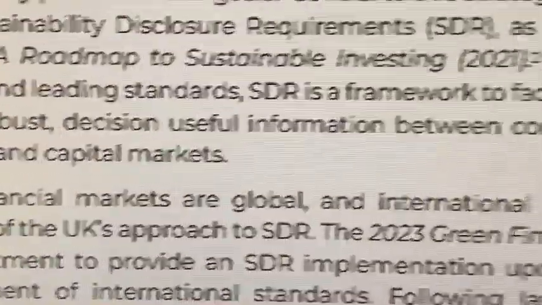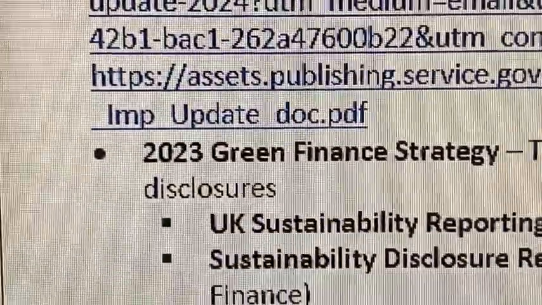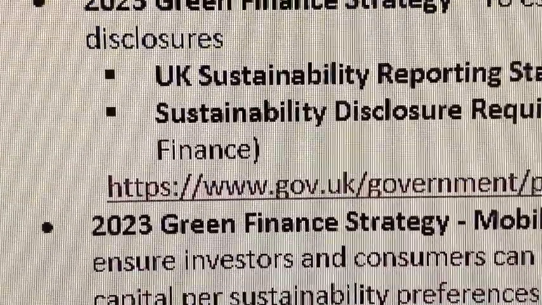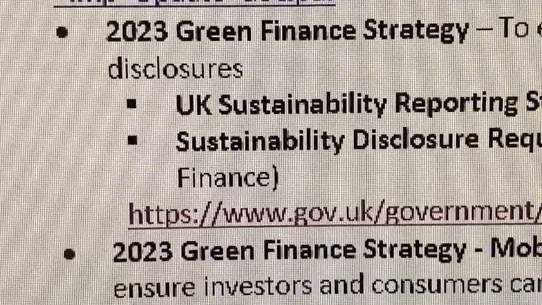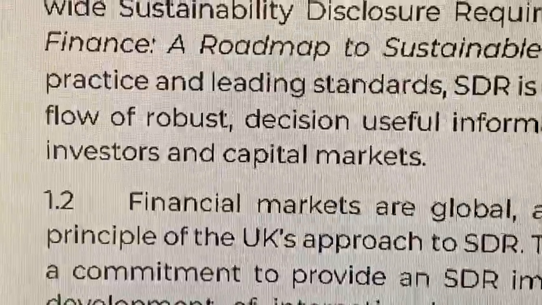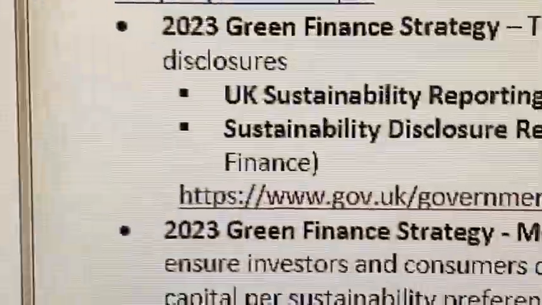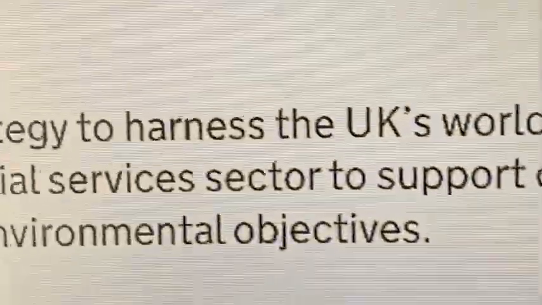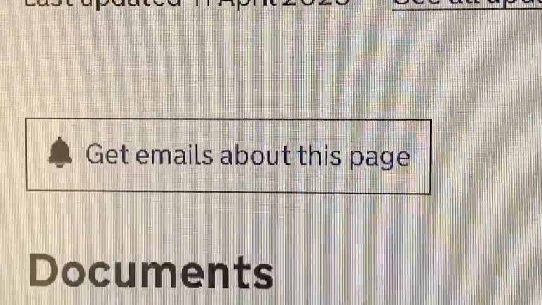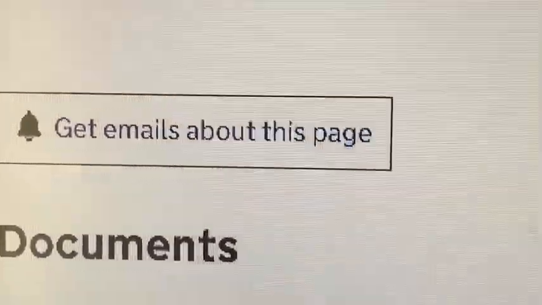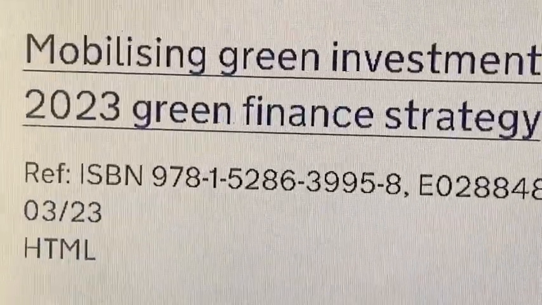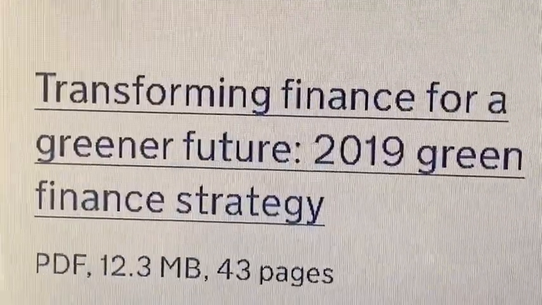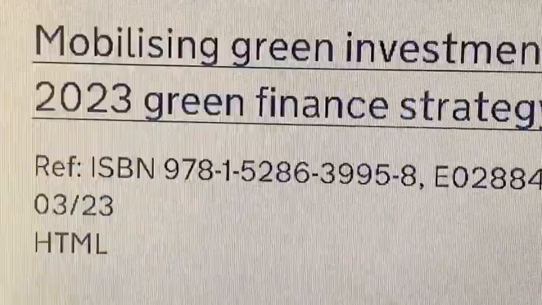So what it tells you at the start, I've also done my own notes because it's taken me a few hours to go through all this. Actually probably easier to read from here to start with. So the introduction is regarding how we've come about these disclosures. So we have the 2023 Green Finance Strategy, that's actually here. And this was published a while ago now, back in 2023, and it was all about mobilising green investment and transforming green finance for a greener future.